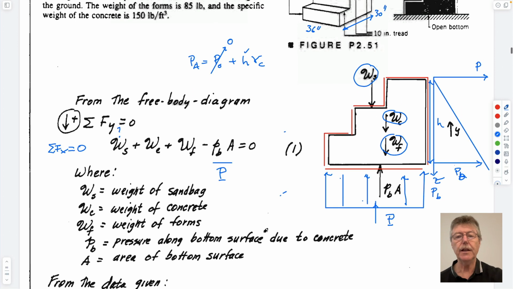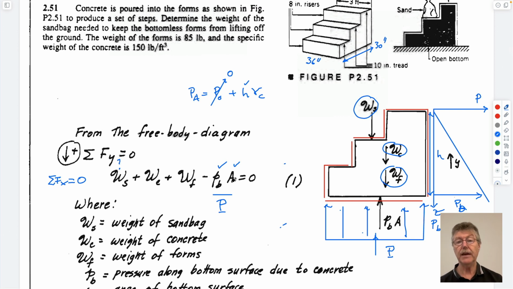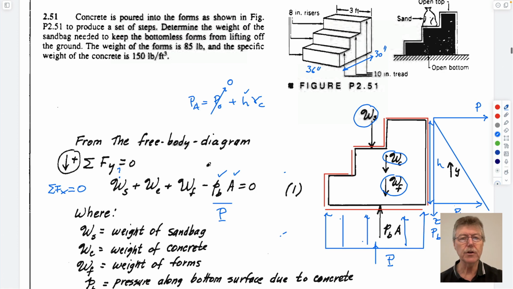And so if we do the calculations to figure out what the pressure is from this, what the area it acts on, which is going to be 36 inches by 30 inches, right? The base of this here. So we have this. The weight of the form we're given, 85 pounds. Specific weight of concrete is, I guess SG must be 2, right? Specific weight of water is 64, I can't remember, 64 pounds per cubic foot. So this is a bit less, it's 1.9, I guess. So this is SG, about 1.9, I think.